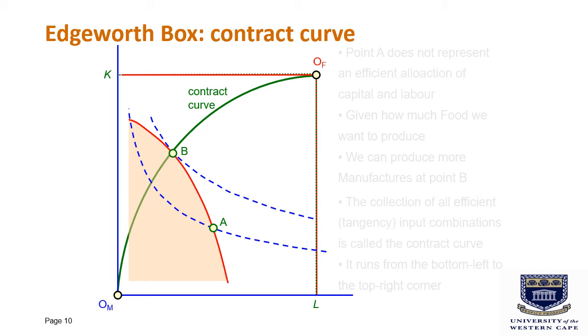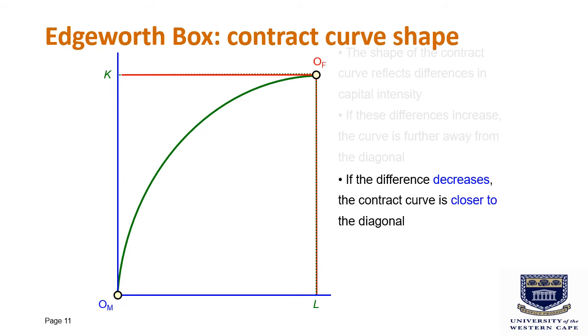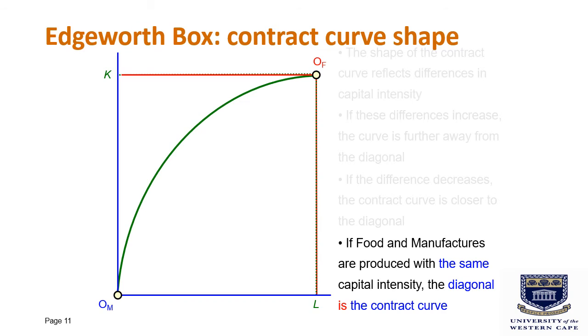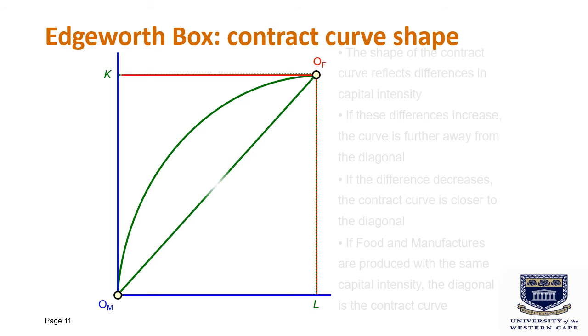Anywhere else, if we were not on a tangent point, we would be able to relocate inputs between the two industries to be able to produce a bit more in at least one of them or in one of the sectors, if not both sectors. So, as I mentioned earlier, the contract curve would differ depending on how capital intensive the manufacturing sector is. Remember, on the one side, if the manufacturing sector is capital intensive, the food industry would be labor intensive.